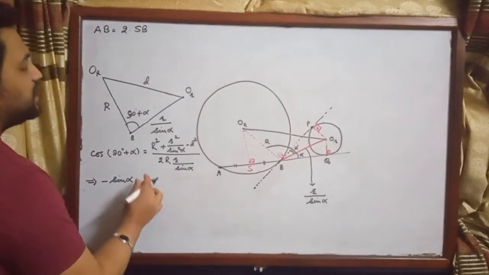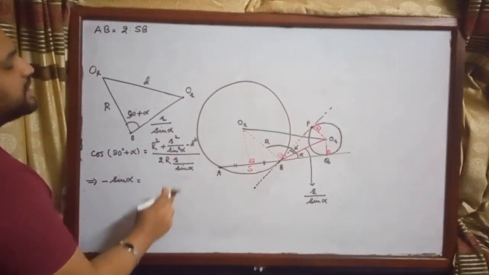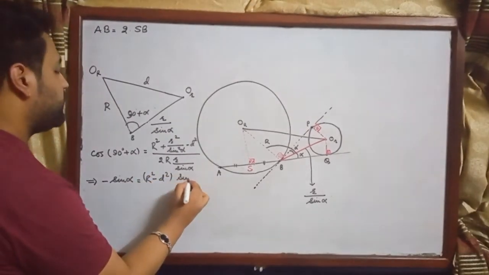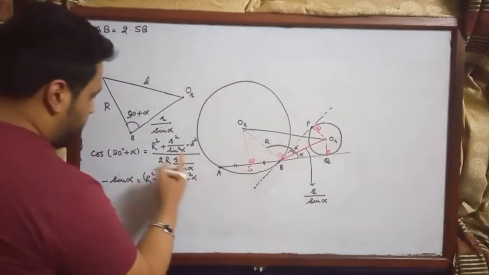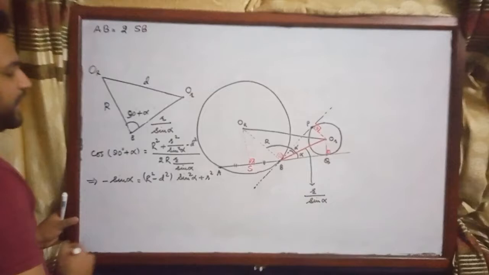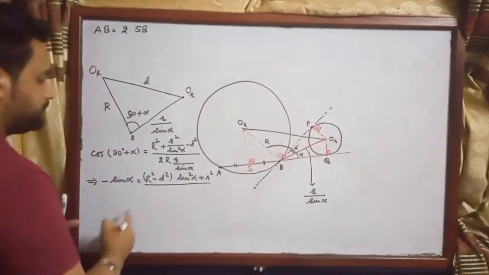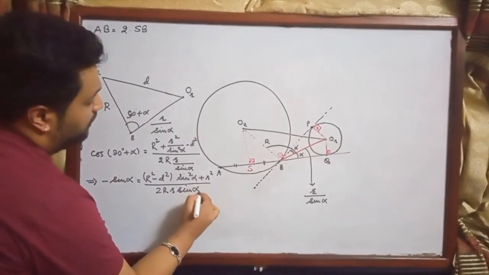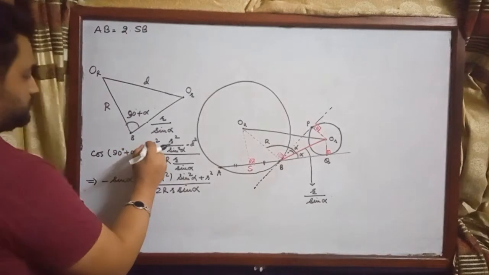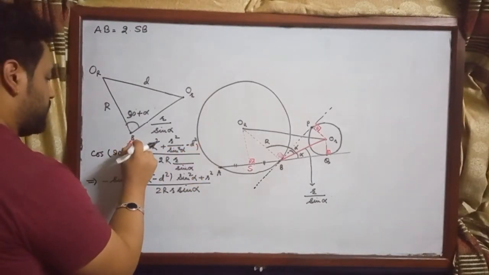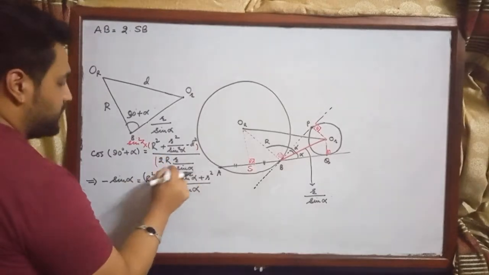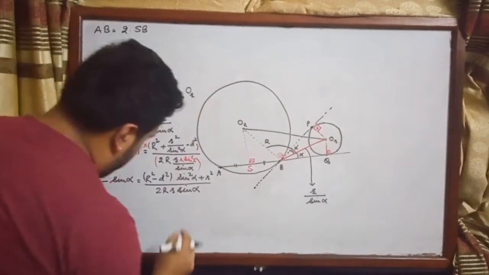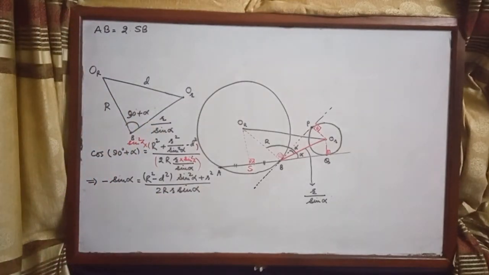Okay, multiplying numerator and denominator by sine square alpha, we're going to get R squared minus D squared sine squared alpha plus R squared, all over twice R sine alpha. We're multiplying this by sine square alpha and this by sine square alpha. Okay. All right.